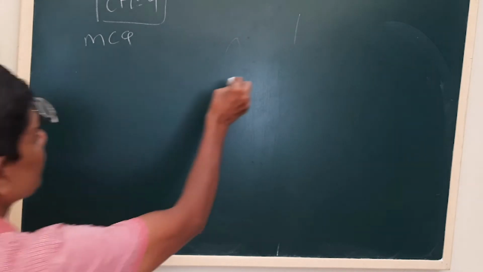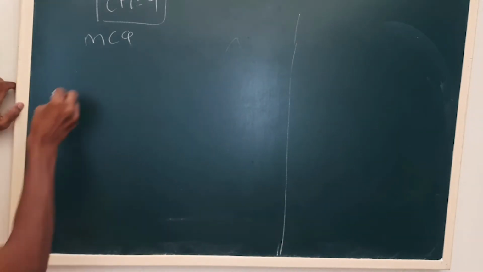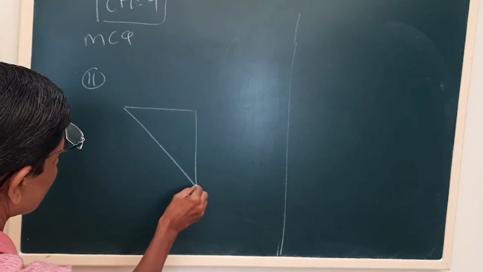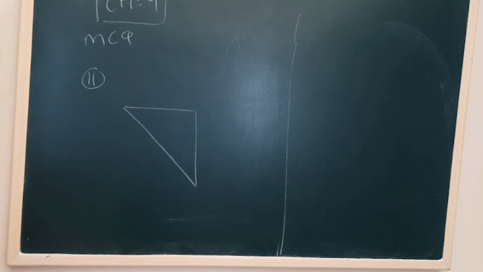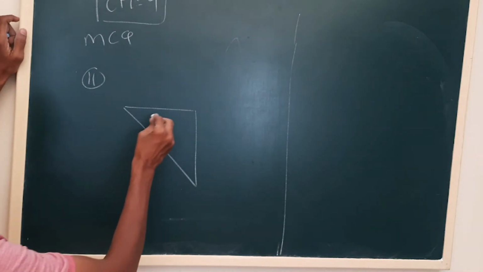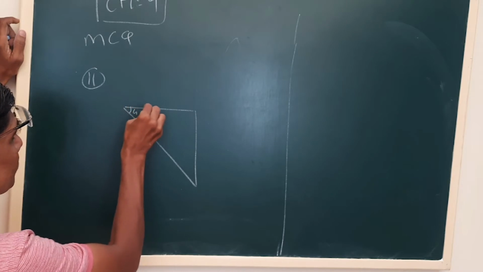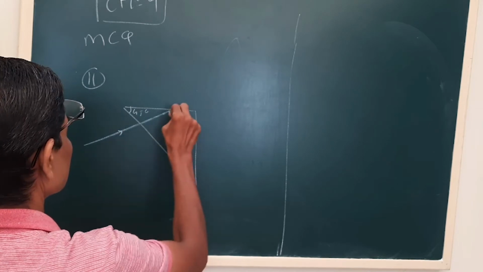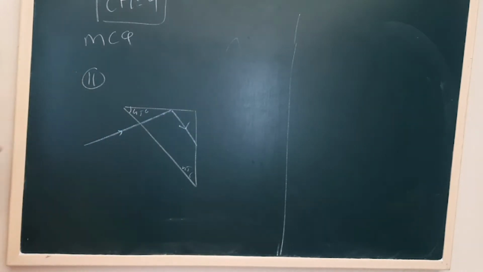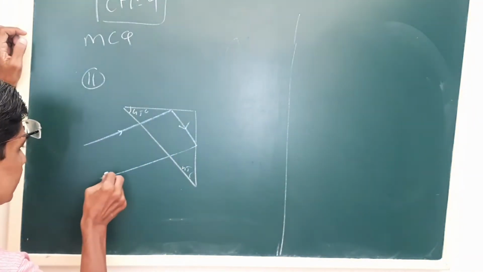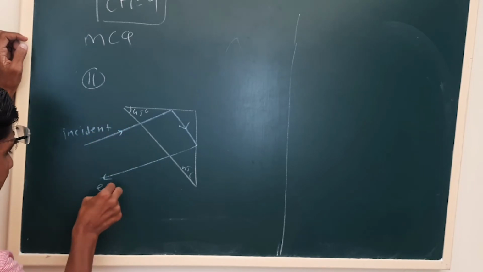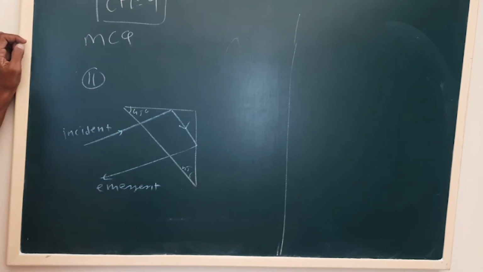Now see, a right angle prism is given. Okay, now what should be the refractive index? See, the rays are given like this, and finally it comes out like this. This is the incident ray. This is the emergent ray. Okay, this is the incident ray. This will be the emergent ray.